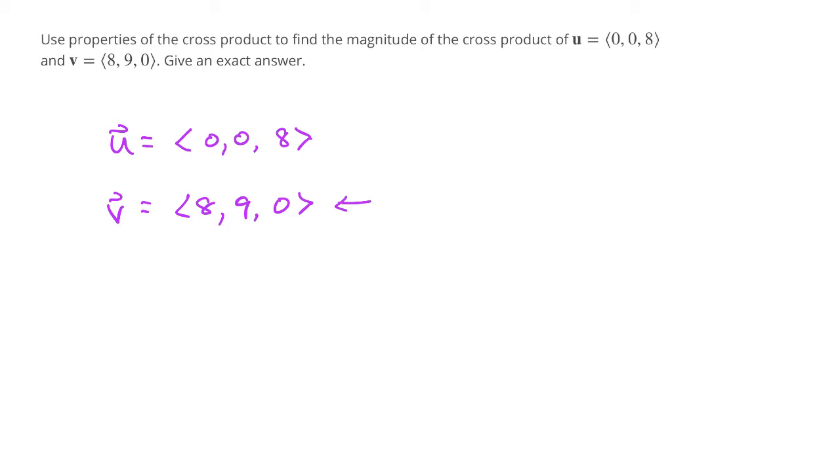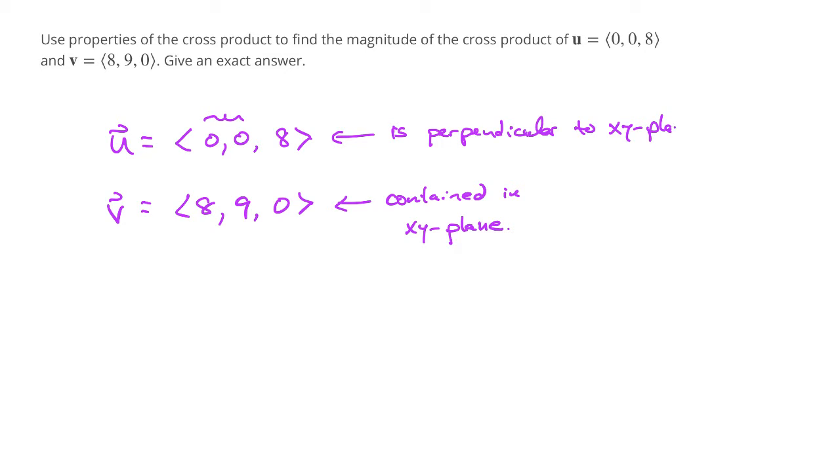Looking at the first two components for v and seeing a 0 in the third component tells us that v is contained in our xy plane. While for our vector u, the first two components are 0 and we only have a third component, which tells us that our vector u is perpendicular to the xy plane because it is only pointing in the positive z direction.